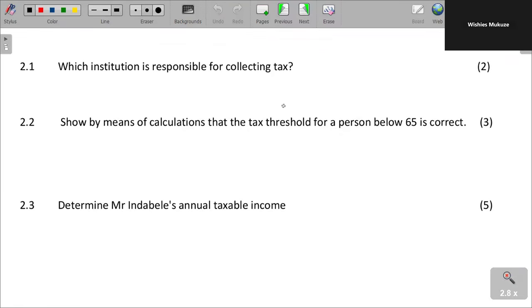So we need to know, the first question is saying, which institution is responsible for collecting tax? Where is tax collected? I've been saying this again in the previous class lecture, where I was emphasizing that we need to know the responsible institutions in our financial sector or in our various corporate organizations. So the South African Revenue Service is responsible for this.